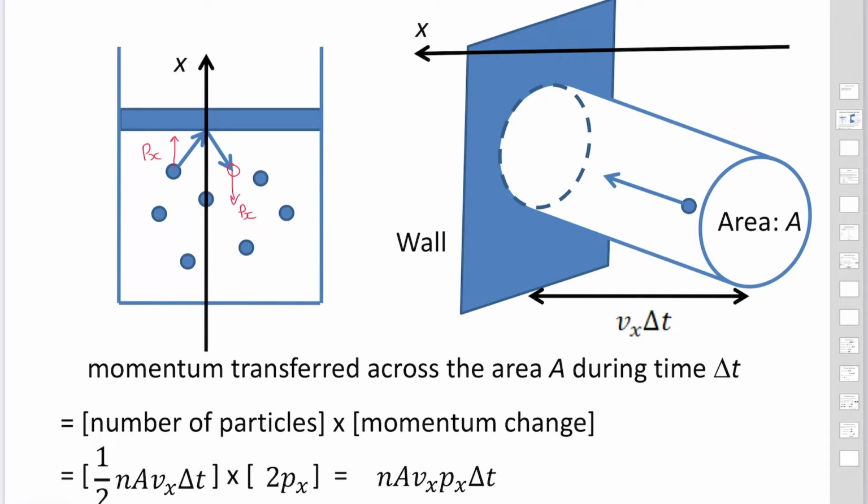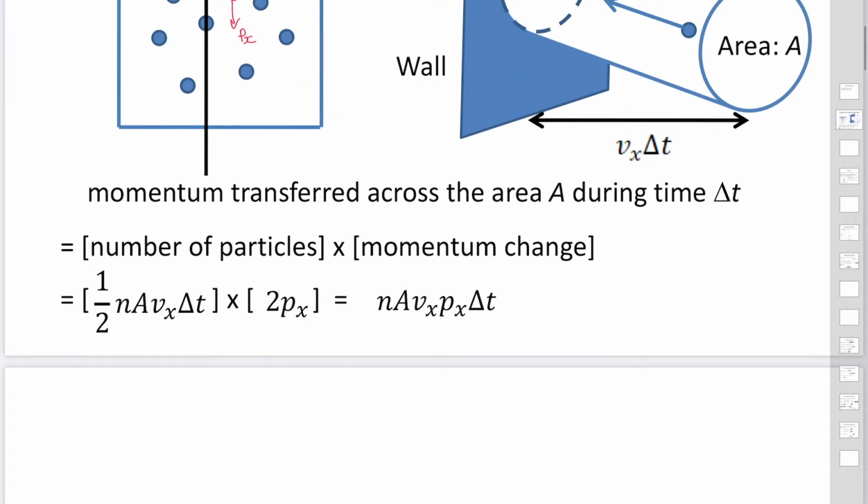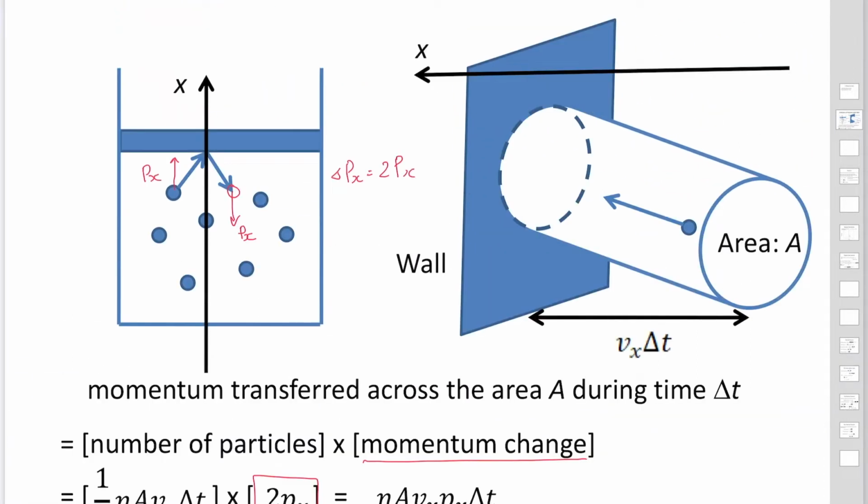So the change of the momentum, delta p sub x, is actually 2 p sub x. For each single collision of a particle with a wall, the change of the momentum is expressed as 2 times p sub x. This is the momentum change per particle. Then we'd like to find out how many collisions are happening between the wall and the particles. p sub x is the momentum of the particles.